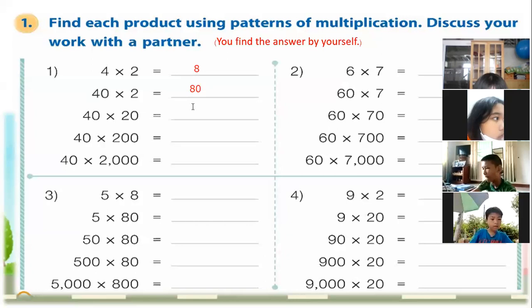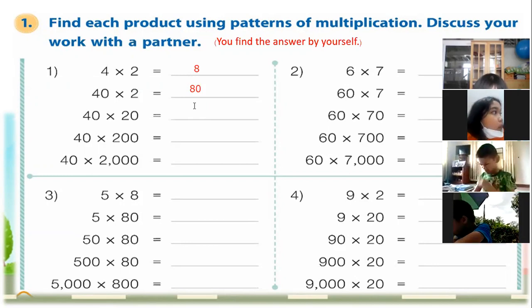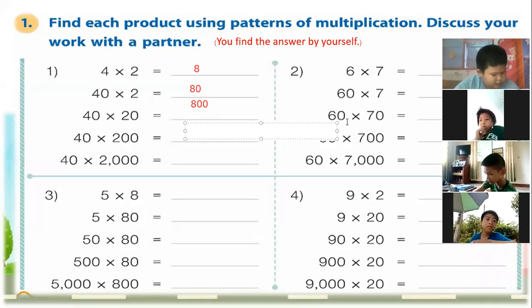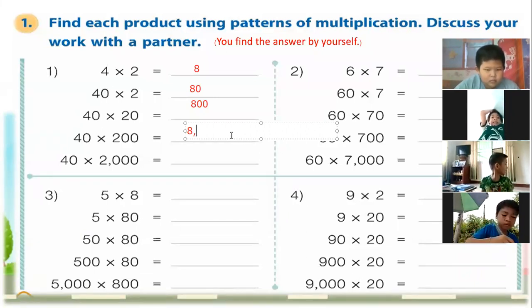Now, number 3, we have 4 tens multiplied by 2 tens, or 40 multiplied by 20. So what will be the answer? 800. Very good, 800. That is the correct answer. Now, step 4, we have 4 tens multiplied by 200s. 8,000. Very good, 8,000. 8,000 is the correct answer by multiplying 4 tens multiplied by 200s.